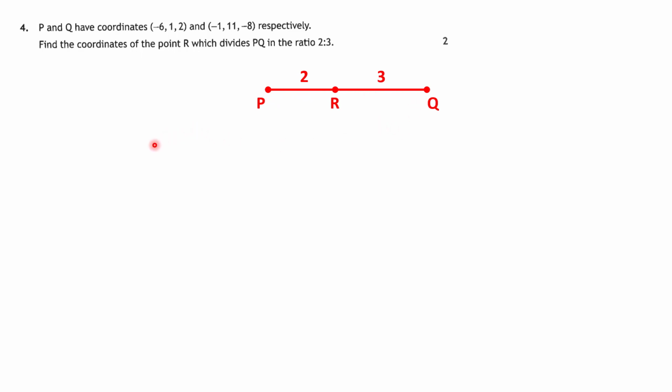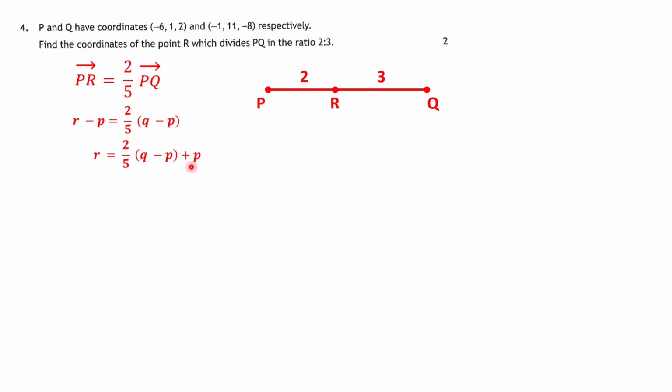So we can say that the vector PR is 2/5 of the vector PQ from this diagram. Now we know what PR is in terms of position vector. It's R minus P, and PQ is Q minus P, so we can state this. I want to isolate R, so let's take this negative P over this side.